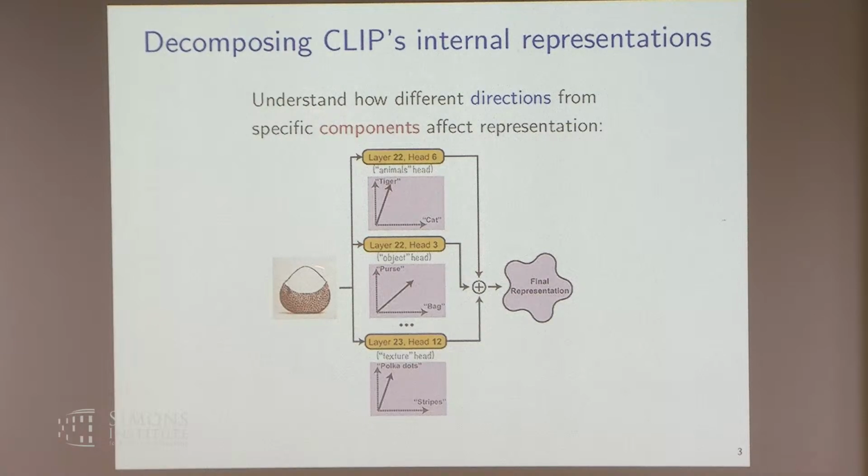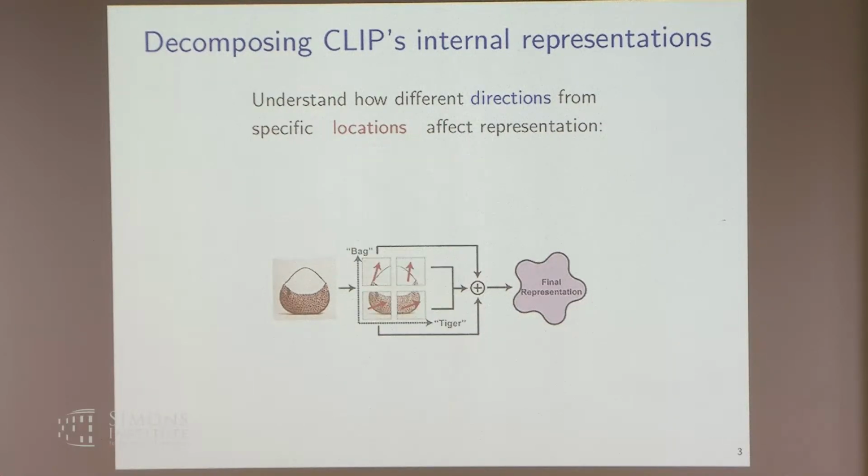Another one is more about classifying common objects. And it says, OK, this is kind of like a purse, kind of like a bag. And then maybe another head that's just thinking about texture. And it says, OK, this is more like polka dots than like stripes. And you might have a lot of different components of the model that specialize in these different semantic pieces that then combine together into a final representation that tells you everything about this purse. And so we'll talk about how you can do these sorts of decompositions.